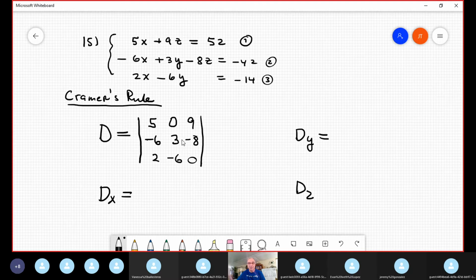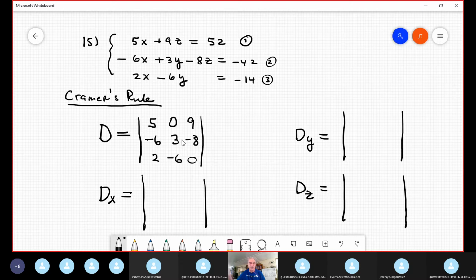Now I need to compute Dx, Dy, and Dz. This is Cramer's rule, guys, using just determinants. In this problem, the number of variables is 3. Therefore, every determinant is 3 by 3. And remember, the idea for Cramer is to replace the column corresponding to the specific variable. This is x, y, z. In this case, Dx means you replace the column of x by the right-hand side numbers 52, negative 42, and negative 40. And the rest stays the same.